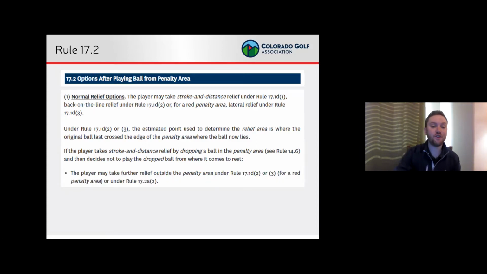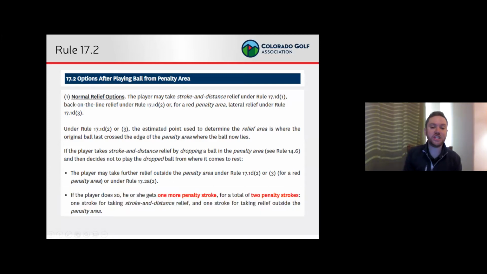The player may take further relief outside the penalty area under Rule 17.1d2, back on the line, or 3, lateral, for a red penalty area, or under Rule 17.2a2, which is where the ball was last made a stroke at from outside the penalty area, right? So if the player does so, he or she gets 1 more penalty stroke for a total of 2 penalty strokes. And it goes on to say, so 1 stroke for taking stroke and distance relief.